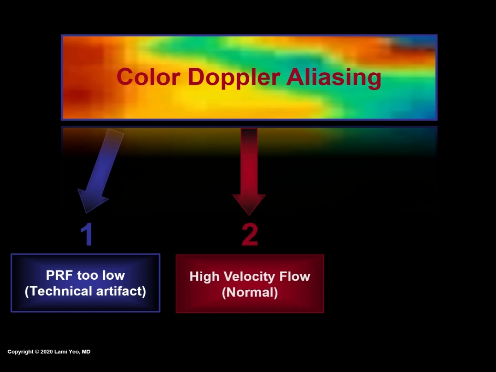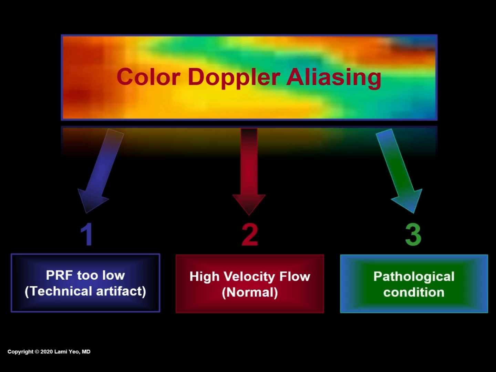Second, aliasing can be seen normally in certain fetal structures where there is high velocity blood flow, such as in the ductus venosus. Indeed, aliasing is often a helpful visual cue in identifying this vessel. Finally, aliasing also appears in pathological conditions where there is abnormally high velocity in the fetal heart, often invisible on grayscale imaging. So in summary, for the first situation, aliasing is considered an artifact, while in the second and third situations, aliasing is a true phenomenon and is valuable in diagnosis.